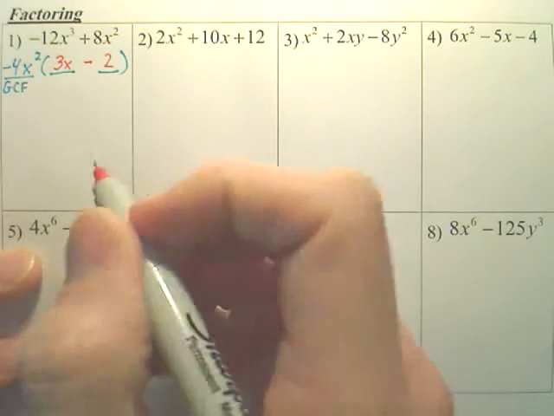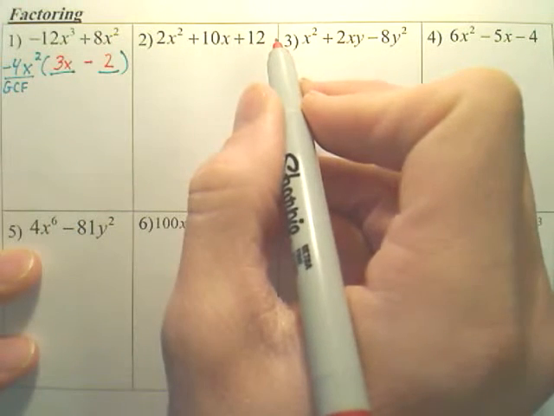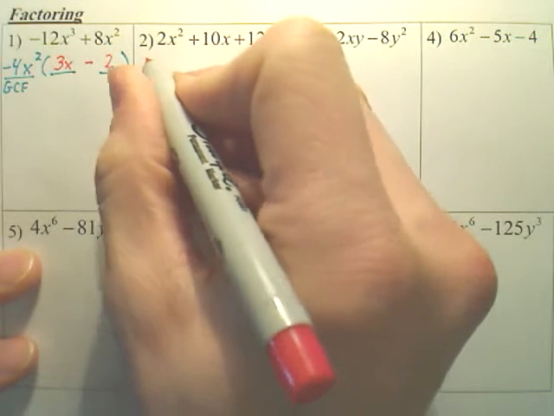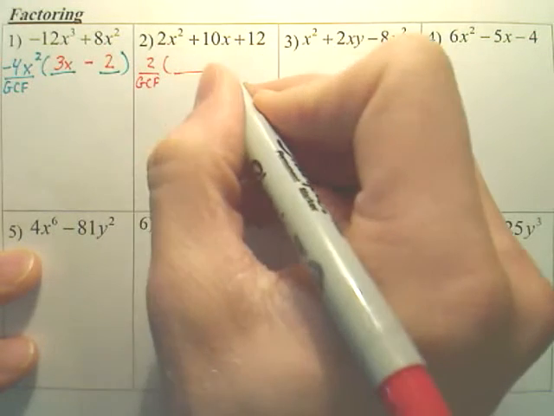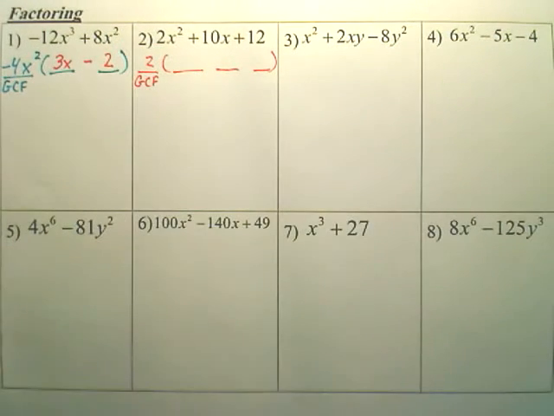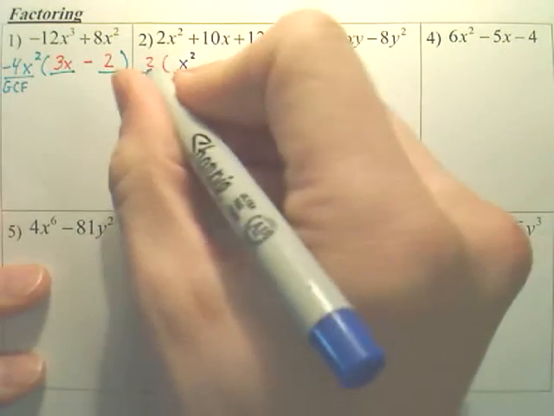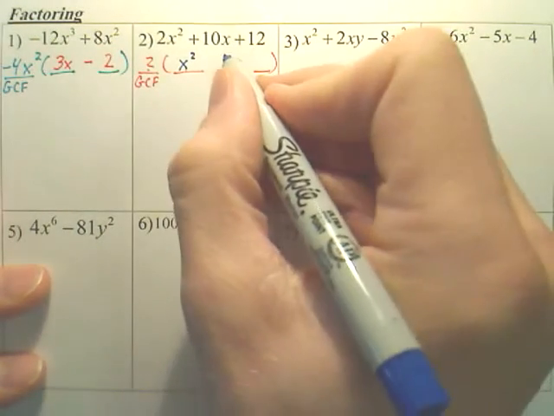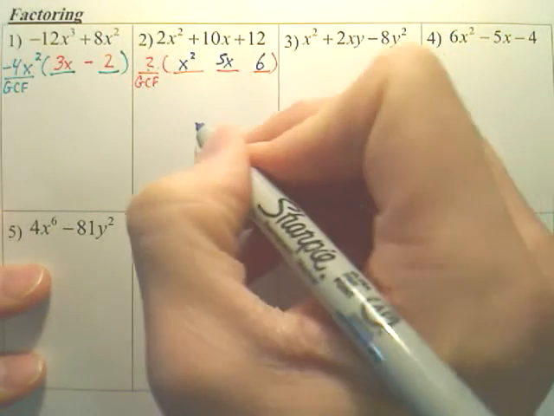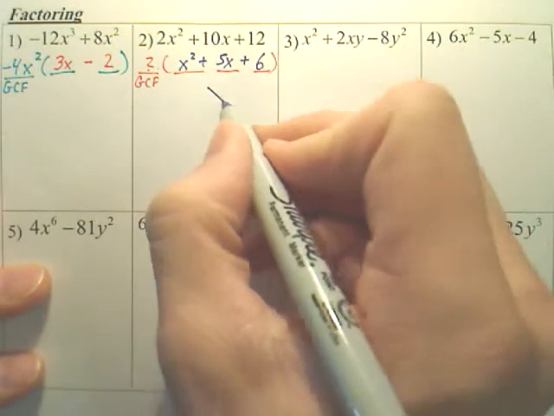Sometimes you pull out a greatest common factor and keep going. For instance, here, is there a GCF? Yes. Your GCF here is 2. When I pull a 2 out, what's left? Well, wouldn't this be x squared? 2 times x squared is this. 2 times 5x is this. And 2 times 6 is this. Those are all pluses. Now, can you factor this?